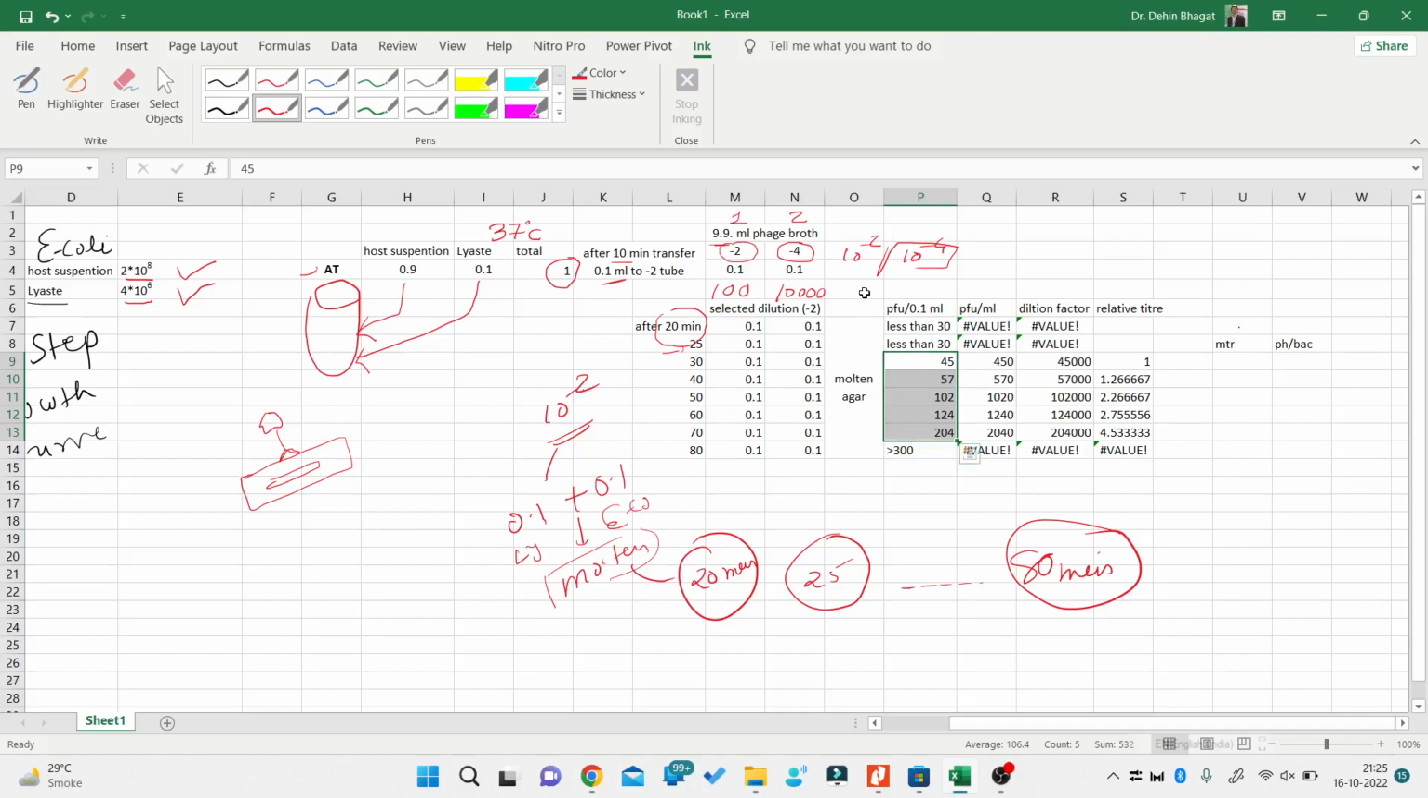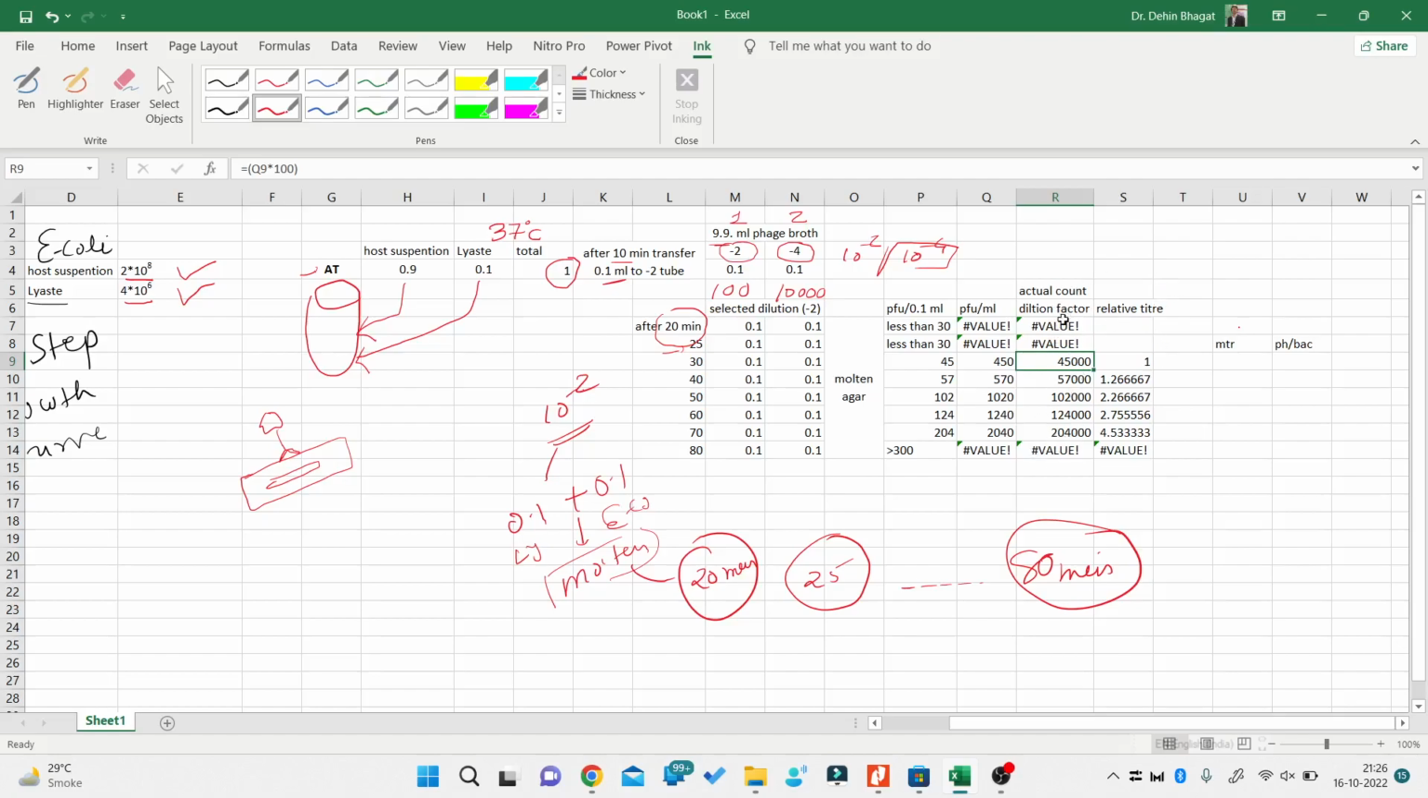Again, the dilution factor is very important. We selected 10 raised to minus 2. So 10 raised to minus 2 means what? 100 times, no? So multiply by 100. So you got 45,000. This is how you have to calculate the actual count. When you multiply this PFU with the dilution factor, you get the actual count of plaque forming units, right? So in the original sample you have this much. Just convert it into 10 raised to, so 4.5 into 10 raised to 4. In that way you have to write the numbers in scientific notation.